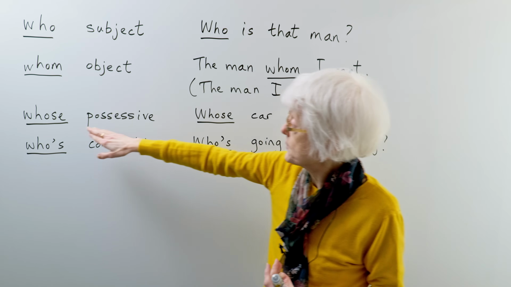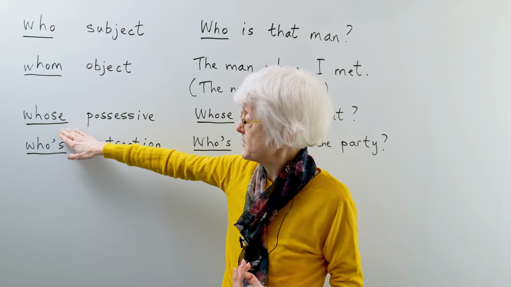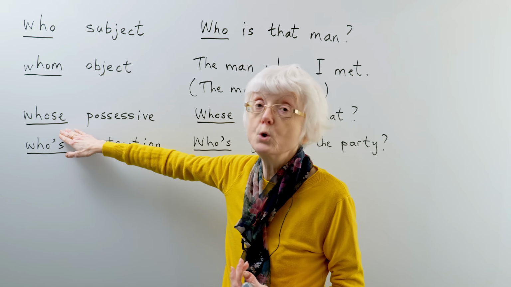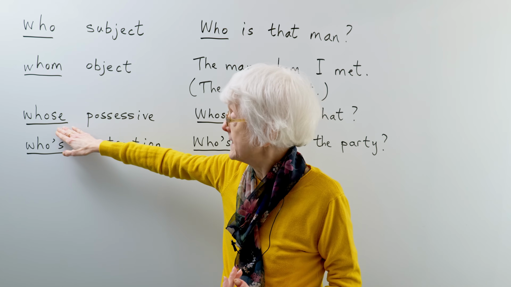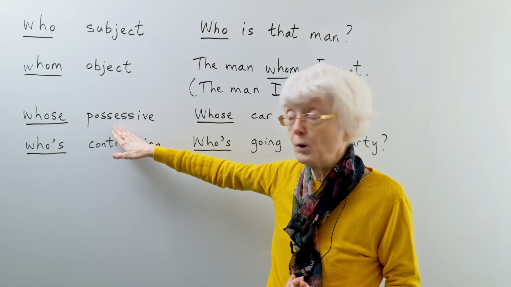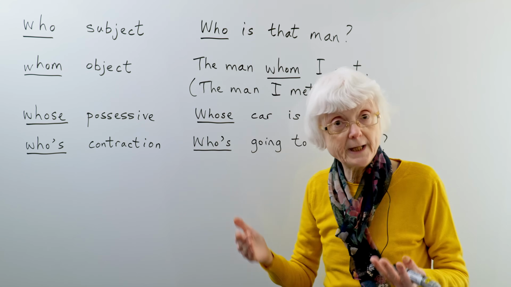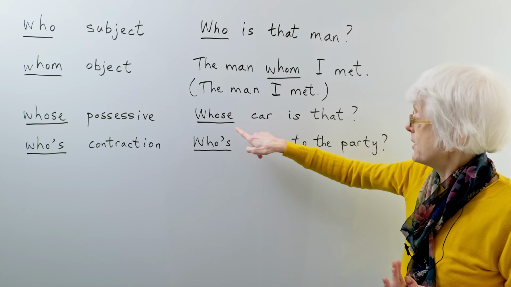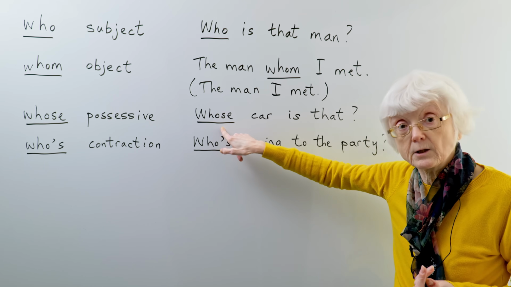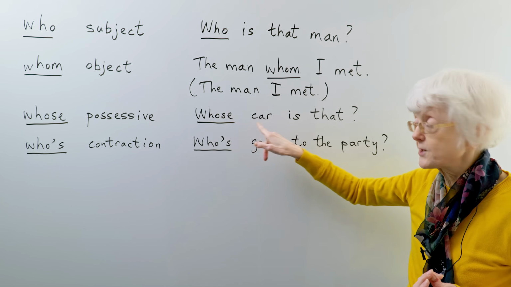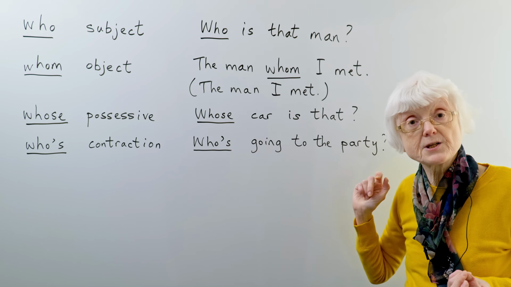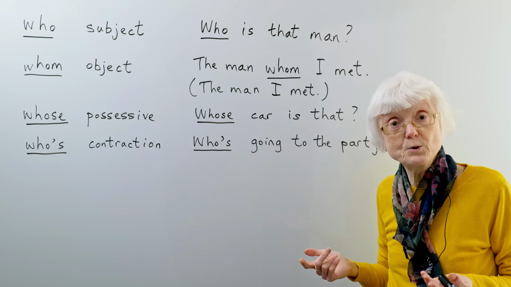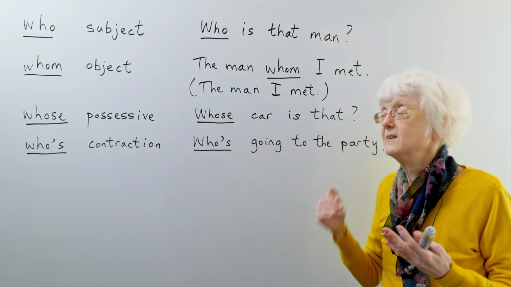Okay, so then we're back to the words that are used a lot more. So whose, spelt like this, is the possessive form. So belonging to, something belonging to somebody. So you might say, you see a car and you say, whose car is that? Who does that car belong to?